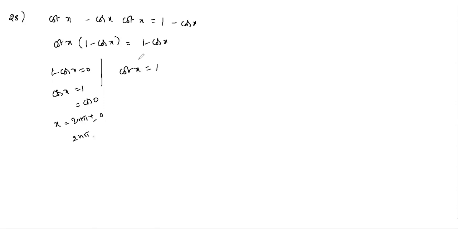Next, this one. Cot x equal to 1 means tan x equal to 1. 1 equals to tan pi by 4. x equals to n pi plus pi by 4, that is 4n plus 1 into pi by 4. So 2n pi comma 4n plus 1 into pi by 4. Last option. They have to give comma between those two.